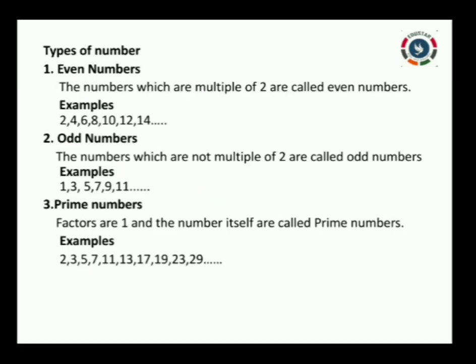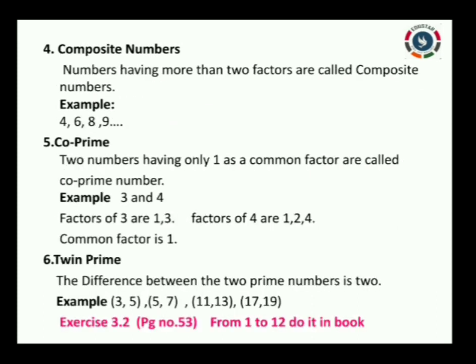Next one, types of numbers. We have studied 6 types of numbers: even numbers, odd numbers, prime numbers, composite numbers, co-prime numbers and twin prime numbers. Write those concepts. After completing these concepts, take your book page number 53, exercise 3.2. From 1 to 12, you have to do the exercise in your book itself.